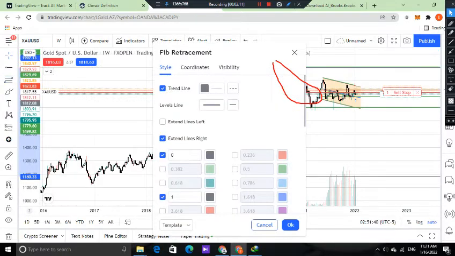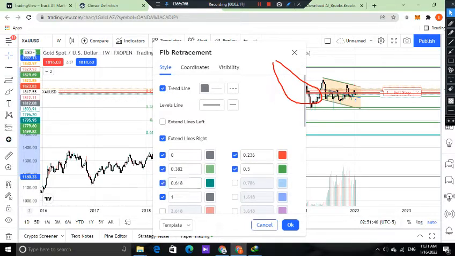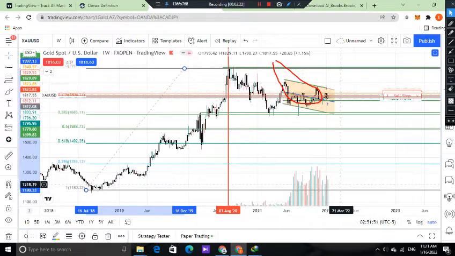Okay, I have to set the levels. Okay, as you can see, we had this correction. It had this 38% correction at this level, and it didn't go any further.